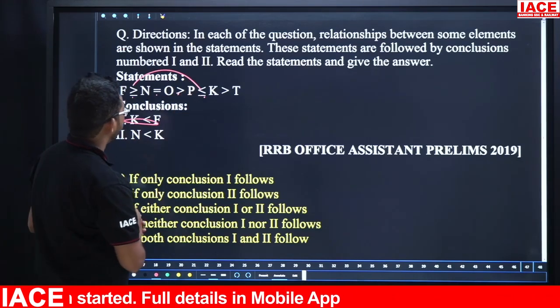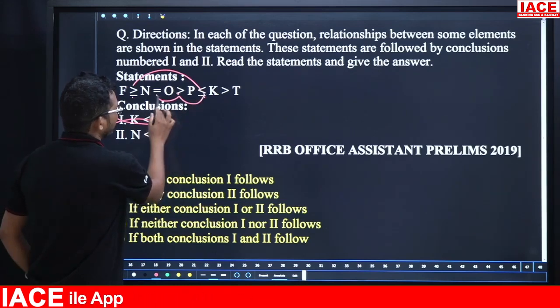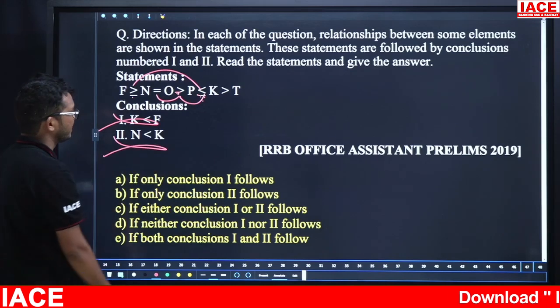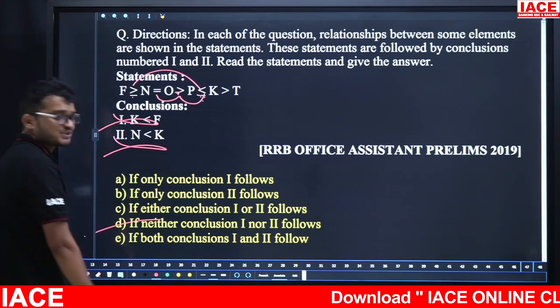Next one, N and K. Between N and K, what are the symbols? Equal to, greater than, less than or equal to. Again both are opposite, so this one also can't say. So simply the answer is neither nor. Option D is the answer.